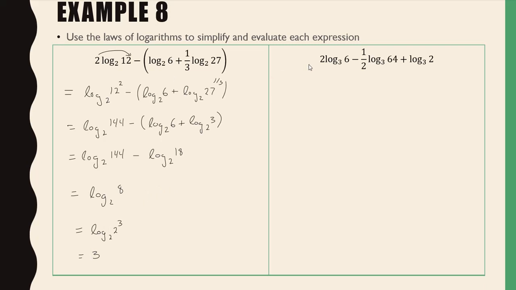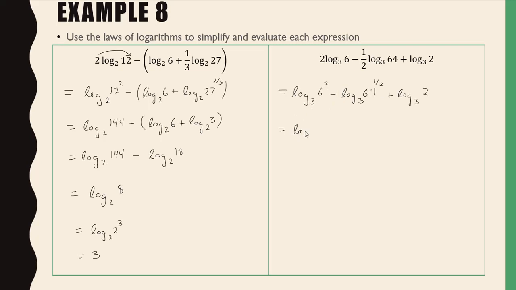The next question is really similar. We should check, are all the bases the same for the logs? Yep, they are. So now we can use all of our laws. Again, there's no way I can write 6 as base 3 or 64 as base 3, so that's not going to be my first choice. I'm going to try turning these coefficients back into exponents. So I'm going to have log base 3 of 6 squared, minus log base 3 of 64 to the 1/2, plus log base 3 of 2. We'll simplify those exponents.